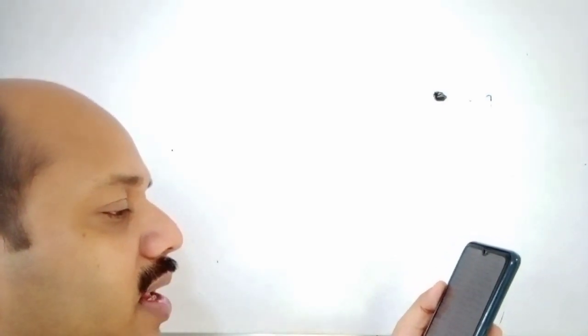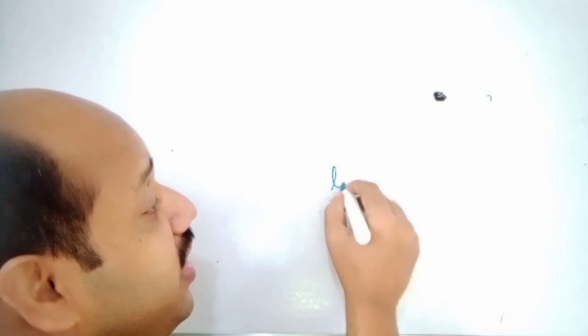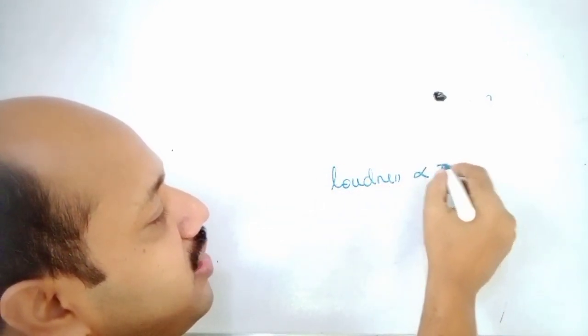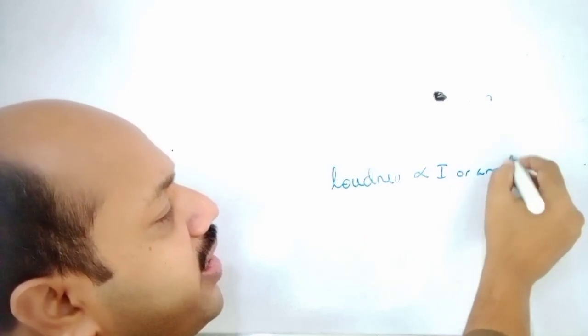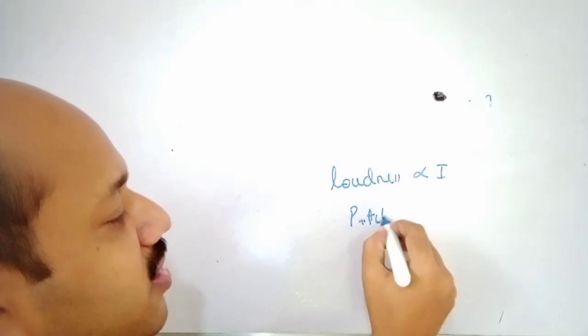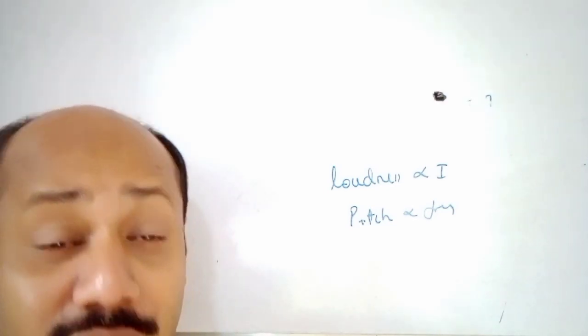24. The loudness and pitch of a sound note depends on what? Loudness depends on intensity, or in terms of amplitude, we can say loudness depends on amplitude. If amplitude is given as an option, that's a better option; if it is given in terms of intensity, then we can write intensity. Then pitch depends on frequency. High pitch means high frequency. Low pitch means low frequency.